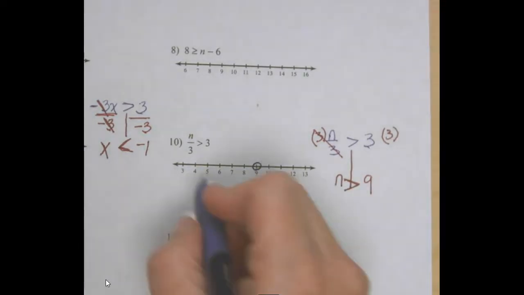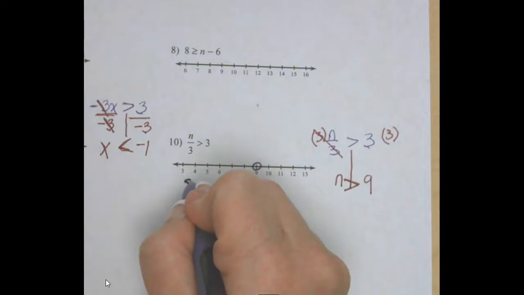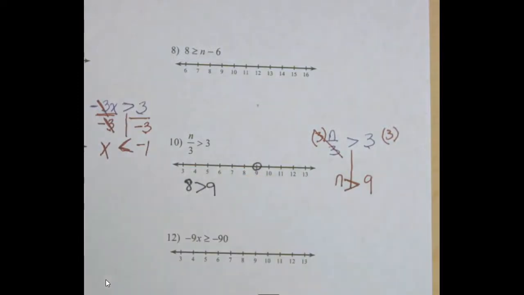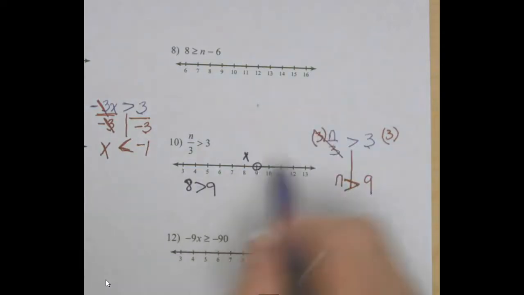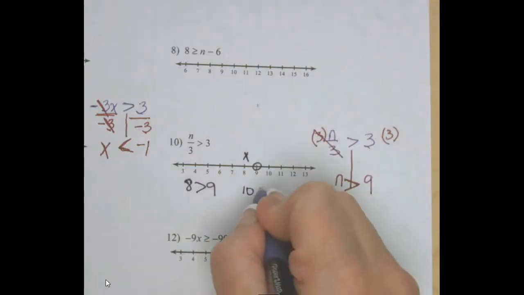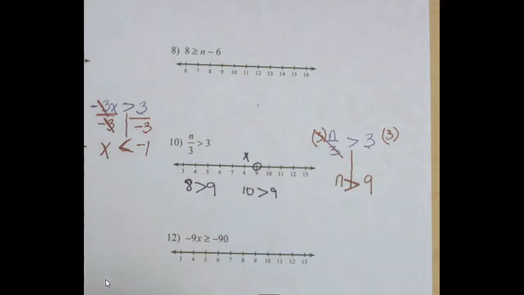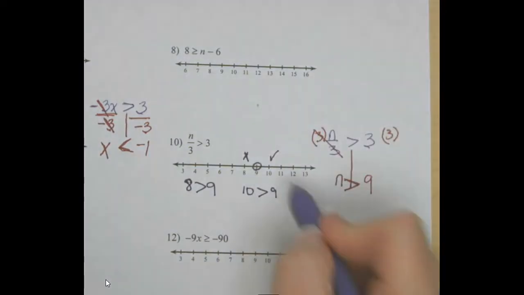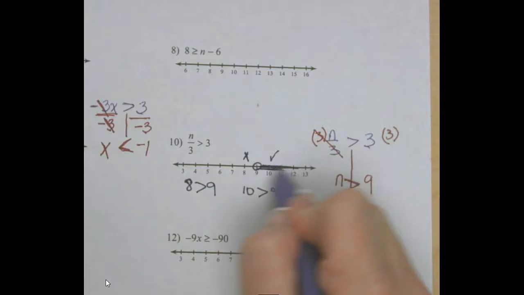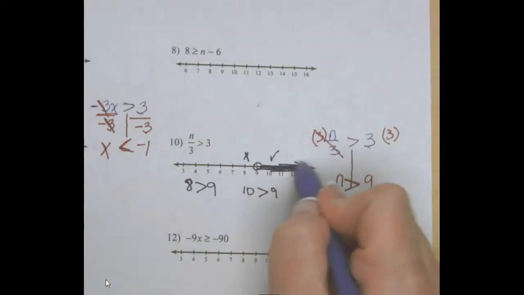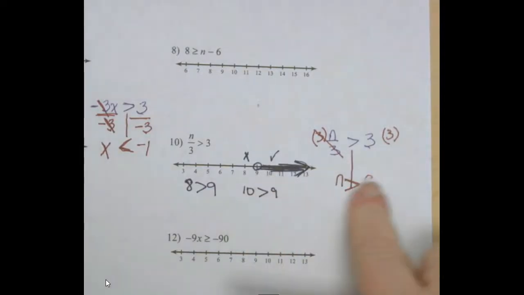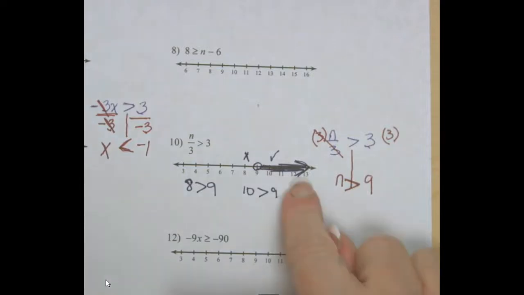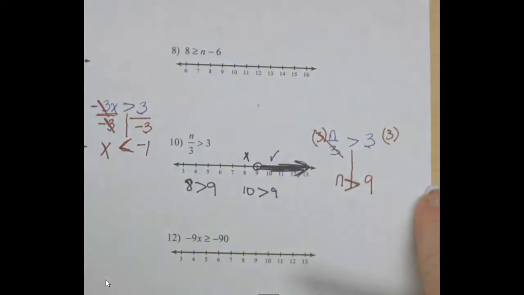And let's check each one. Is 8 greater than 9? No. So we're going to put an X on this side. Now we're going to check the other side of 9. Is 10 greater than 9? Yes. So I'm going to shade in this side. That means all the numbers on this side, and it can continue forever, is going to make this statement true.